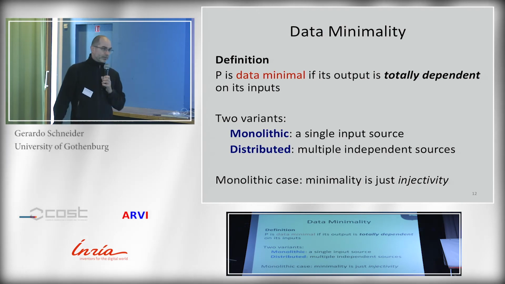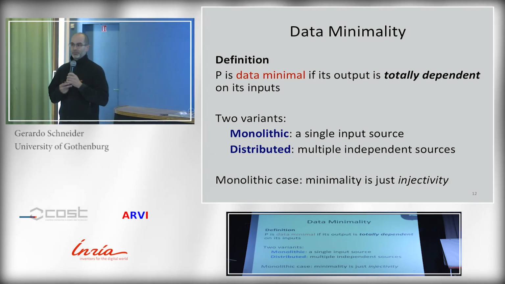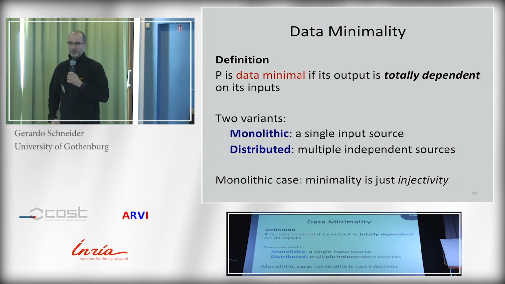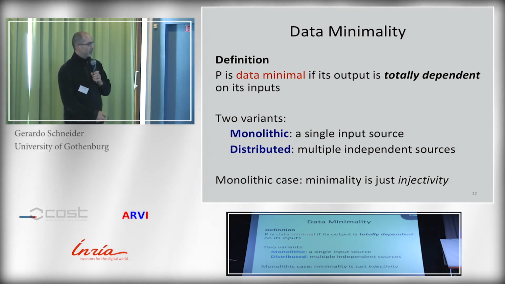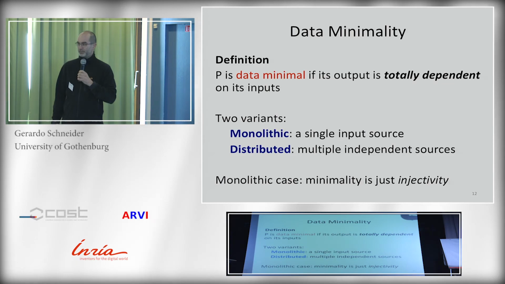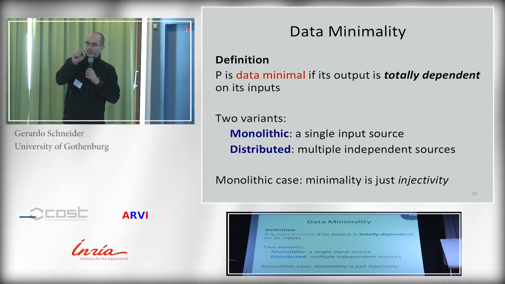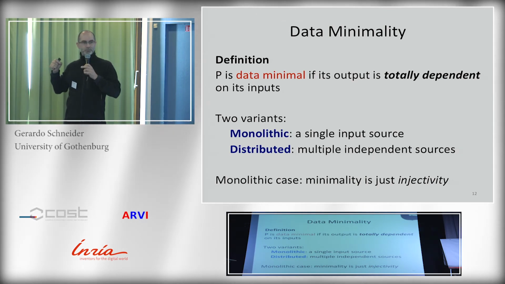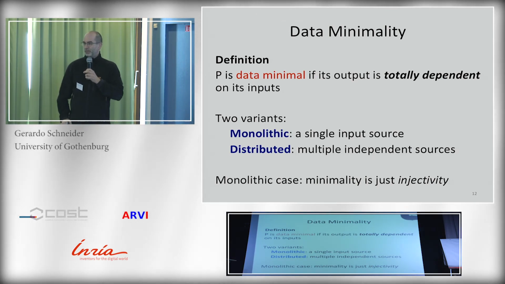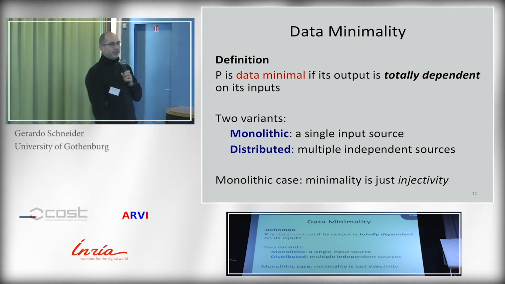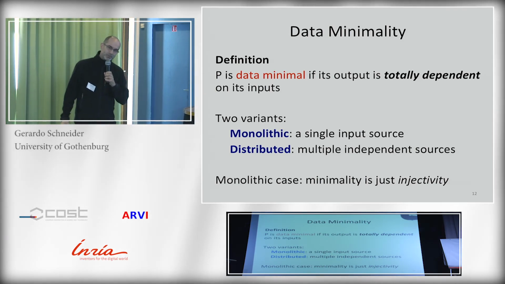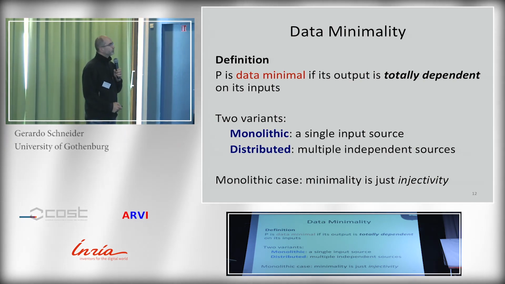For the monolithic case, if you are a mathematician or have taken a basic computer science course, you know that minimality is just injectivity. For any input there should be just one output. You cannot have two inputs that go to the same output. So it seems quite trivial. We will see, not in detail later, that the distributed case is much more complicated than that.